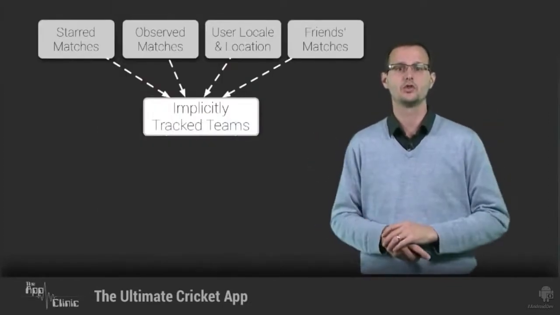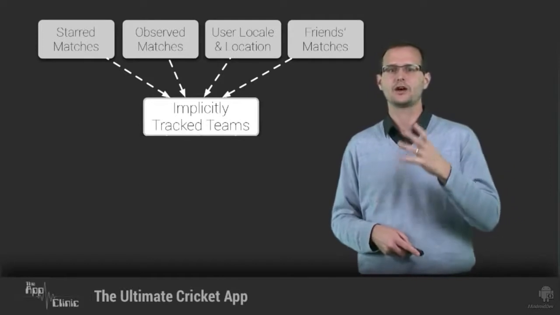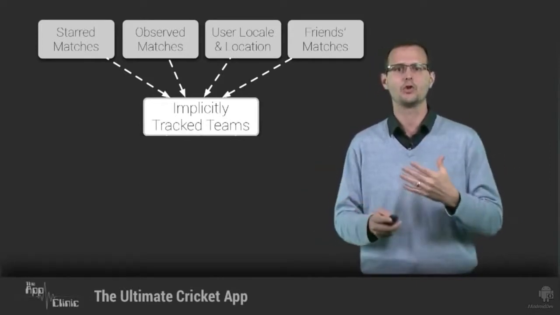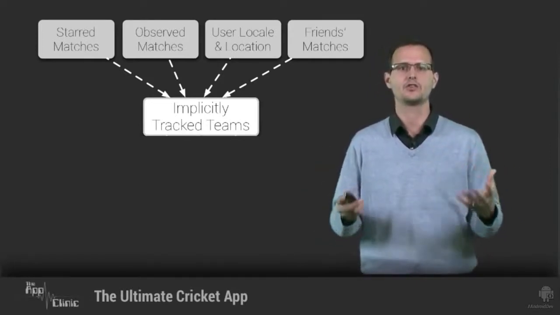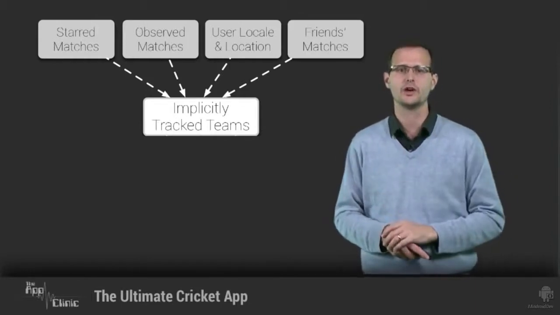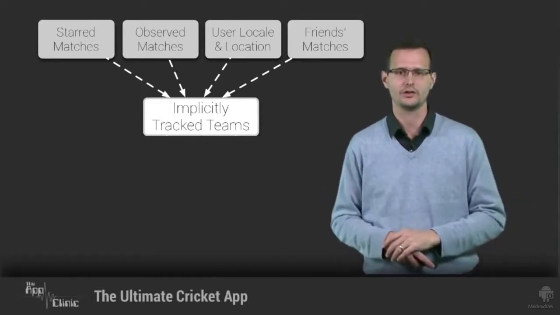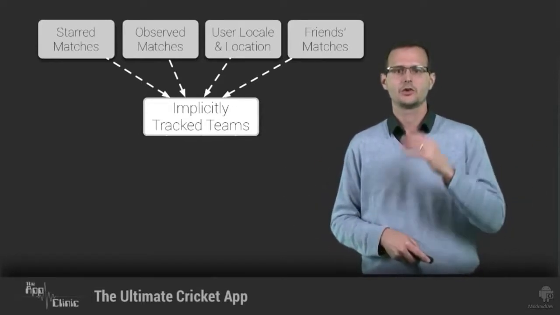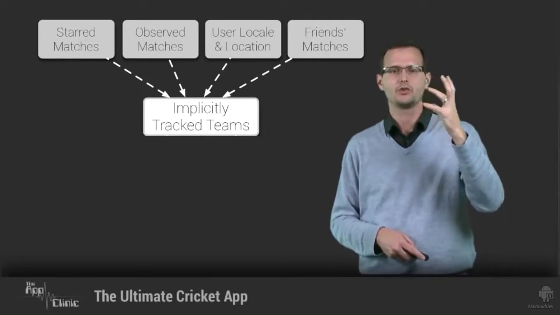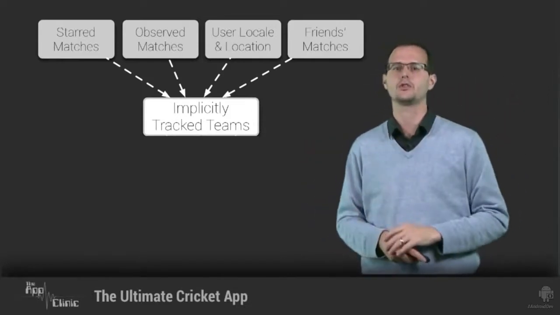We can take advantage of Google Plus integration. And we can use the explicitly and implicitly tracked teams from our friends to help inform the app of the matches that we are likely to be interested in. And as a bonus, by using Google Plus Sign-In, you can now synchronize those starred matches across all of a user's devices. So now we know the matches that your user has indicated that they're definitely interested in and the ones that they're likely to be interested in.